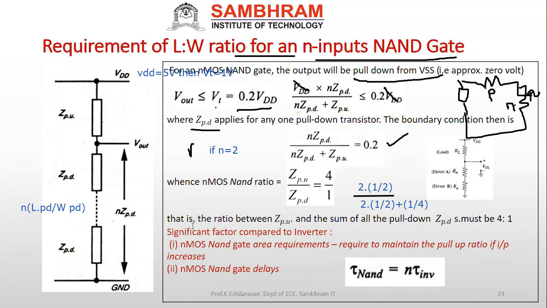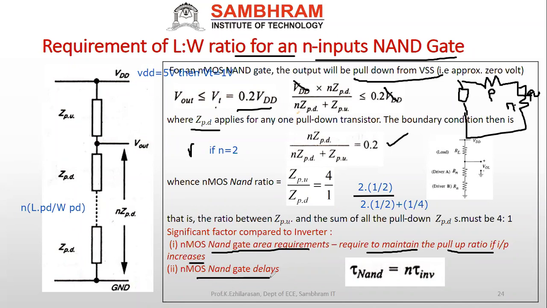So now from this, you can say there is a ratio between ZPU. That is this ratio actually. What does this ratio specify? ZPU divided by N ZPU. In the sense, the sum of all the pull down impedance must be 4:1. So now from this, the significant factor will be compared to the inverter. Now you compare this with your NMOS inverter. In this NMOS NAND gate, the area requirement, how much is required to maintain the pull-up ratio if input increases.